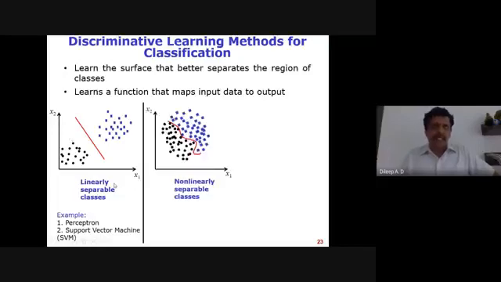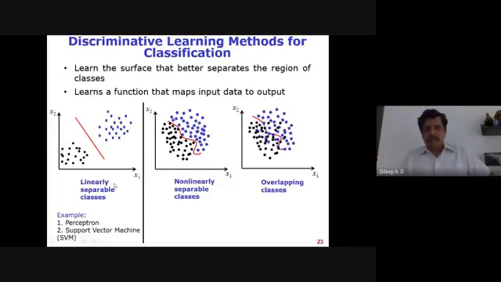Suppose the data is not linearly separable. That means the data of the two classes are highly overlapping. Then the region of separation between the two classes will be a nonlinear function, so the discriminant function or decision surface is a nonlinear surface. Various techniques, like the support vector machine using kernel methods and neural networks, try to approximate the nonlinear decision surface present in the region of separation between the two classes.